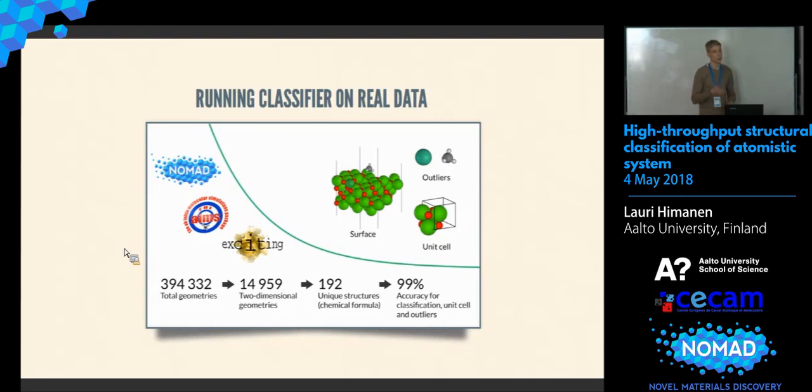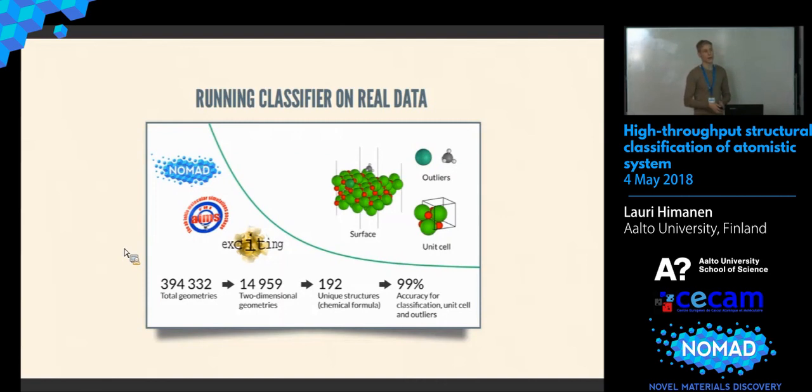We ran the dimensionality detection to identify 15,000 different two-dimensional geometries. And now we run the full classification procedure for these 15,000 samples in order to do the classification: is it a surface or a 2D material, and to identify the unit cell and the outliers.